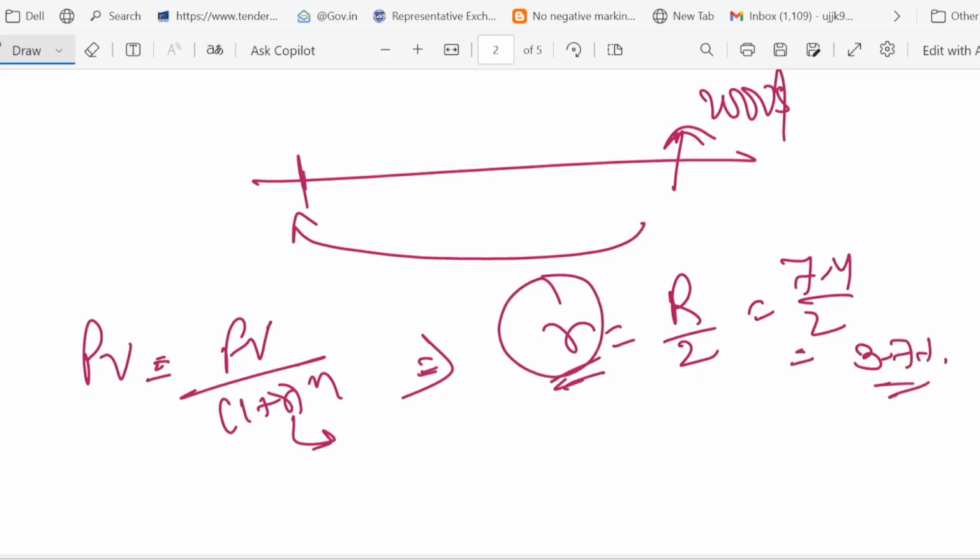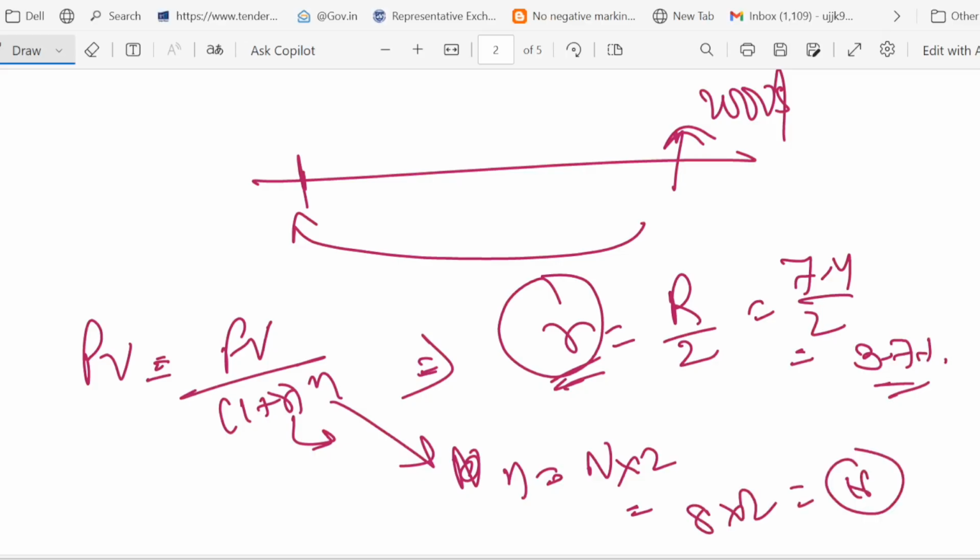So this is our small r, the interest rate. And what about n? Can you tell me what about n? This n will be capital N multiplied by 2. So what is N they have mentioned? 8 years, right? So 8 multiplied by 2. You can simply think like this: in a particular year, there are two compounding frequencies, right? So in 8 years, there will be 16 compounding periods. I hope it is crystal clear right now.